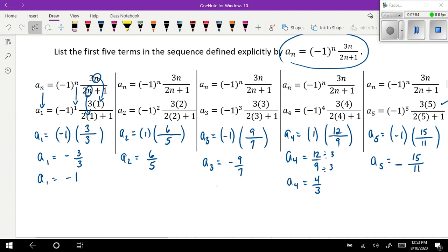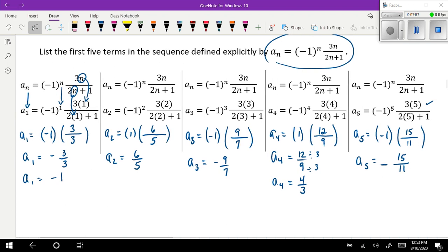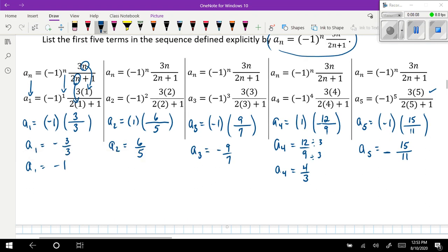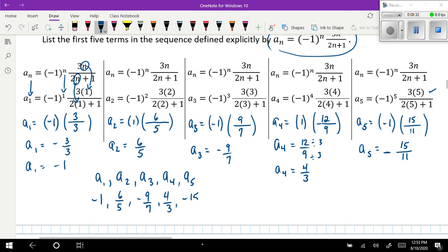So, all right, moving over here, I need to list the first 5 terms. So my first term would be a sub 1, comma, a sub 2, comma, a sub 3, comma, a sub 4, comma, a sub 5. This is my list of my first 5 terms. I'm looking at negative 1, 6 over 5, negative 9 over 7, 4 over 3, and then negative 15 over 11. And these are my first 5 terms.